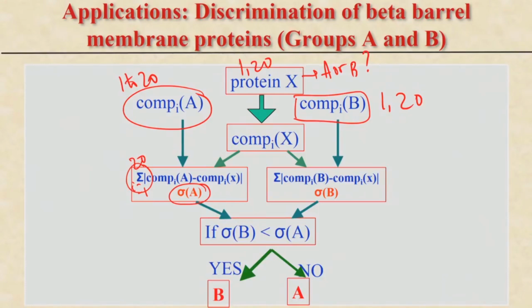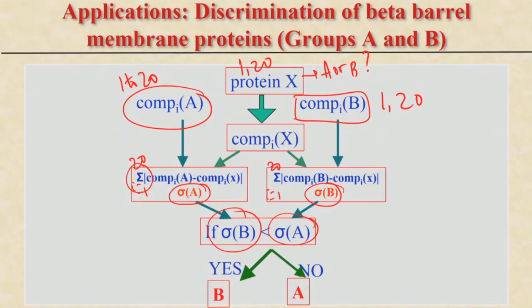Repeat the same: take the same composition X and compare with B, for 20 residues, i equal to 1 to 20. Get the differences, and the total difference will be sigma B. So, comparing with composition A we get sigma A, and comparing with composition B we get sigma B. Now compare these two, sigma A and sigma B: which one has less deviation? Here B is less, so this belongs to group B.